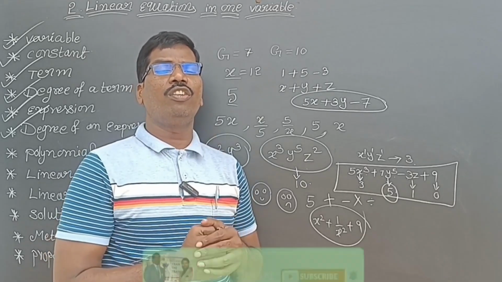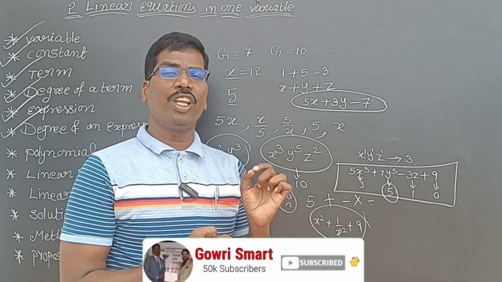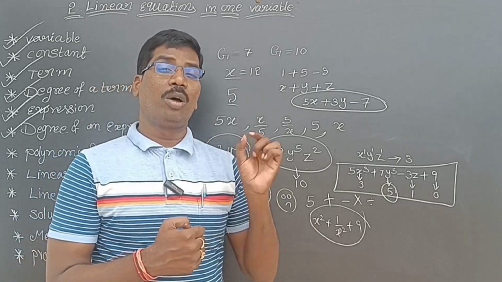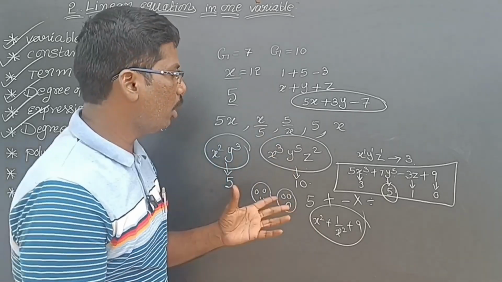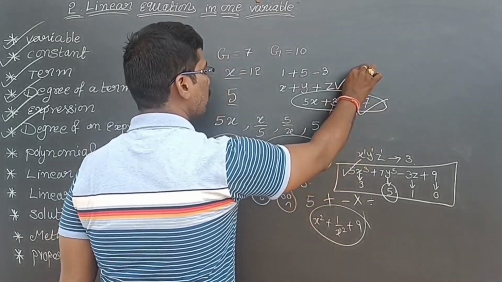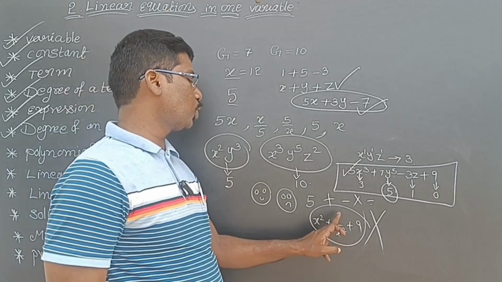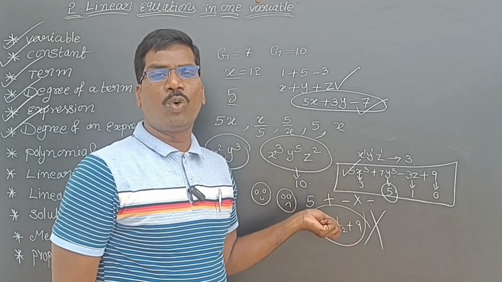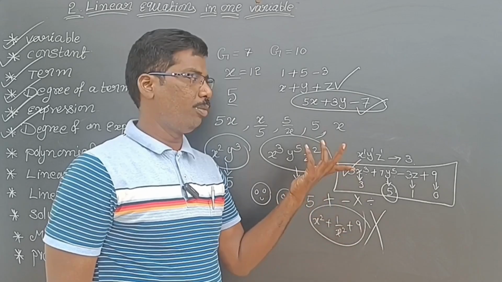The positive degree of each and every term in an algebraic expression is called a polynomial. Now see, this is a polynomial, this is a polynomial, this is a polynomial, this is not a polynomial. Why is this not a polynomial? Because this is x to the power of minus 2, which means the degree is negative. One term is having a negative degree, so it is not a polynomial.